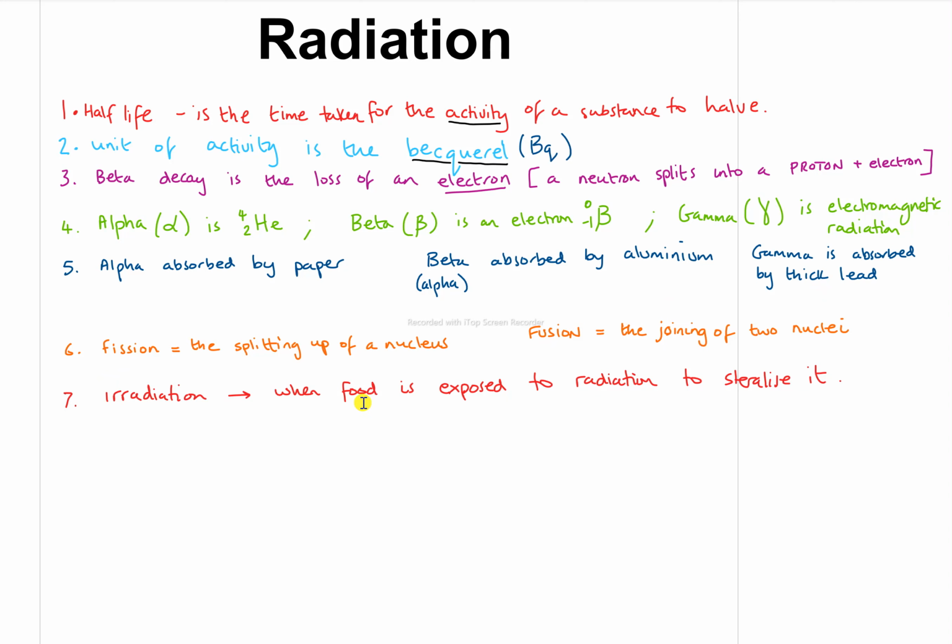Irradiation is when food or something is exposed to radiation. And in case of food, it's there normally to sterilize it, to kill bugs. Okay. Alpha particles are stopped by the skin. Natural sources of radiation are the sun, radioactive rocks, radon gas.